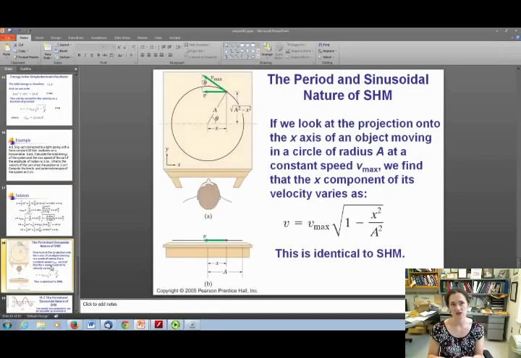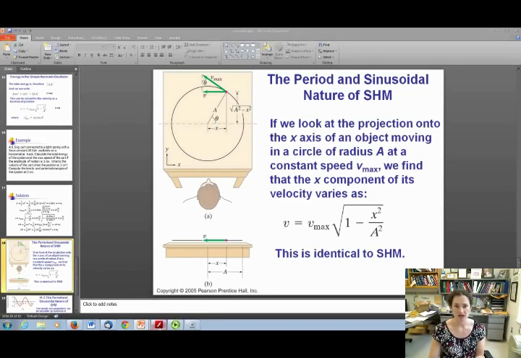Another thing covered in these early sections in your textbook is the idea that an object going through circular motion, you can make an analogy between that and a mass on a spring going through simple harmonic motion. So what we're going to do is look at the projection onto the x-axis of an object that moves in a circle of radius a at some constant speed.